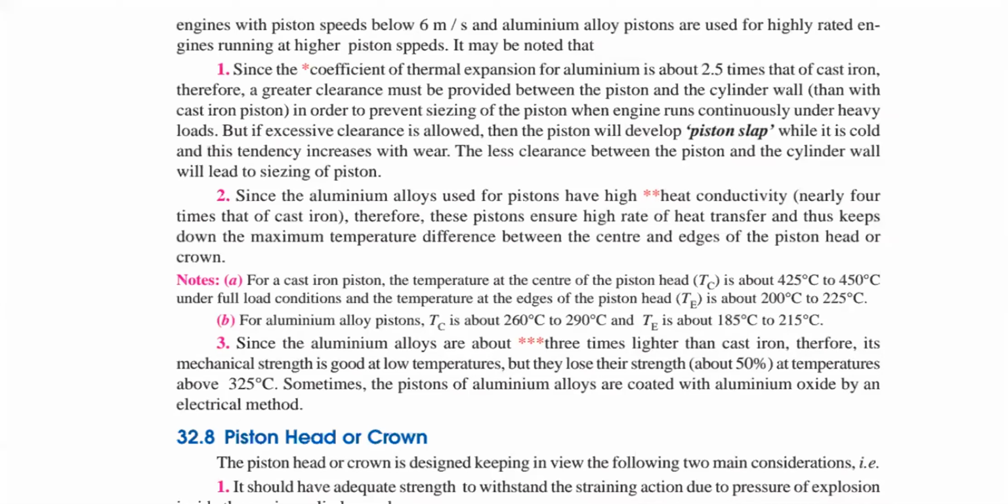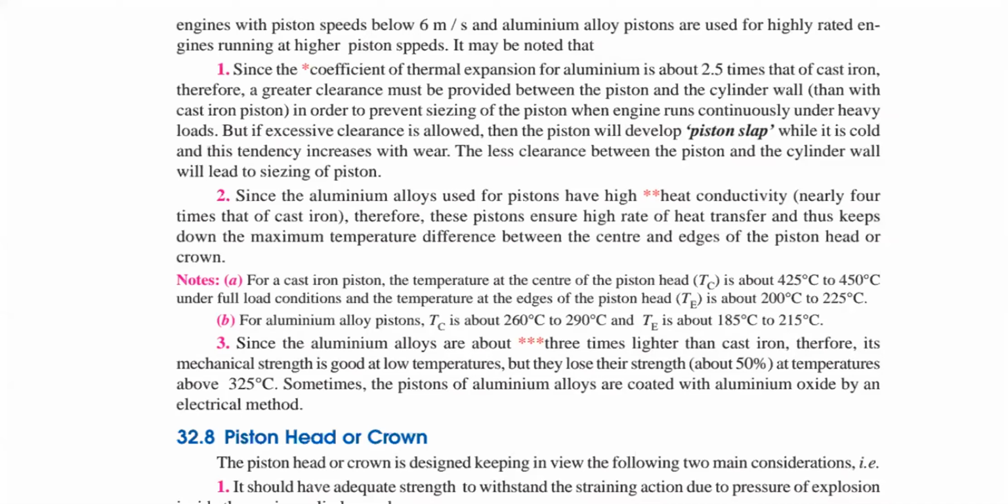So a piston slap is provided, and that has a tendency to increase with wear. When will it happen? This question is very important. What is piston slap? It is normally a 2-mark question.